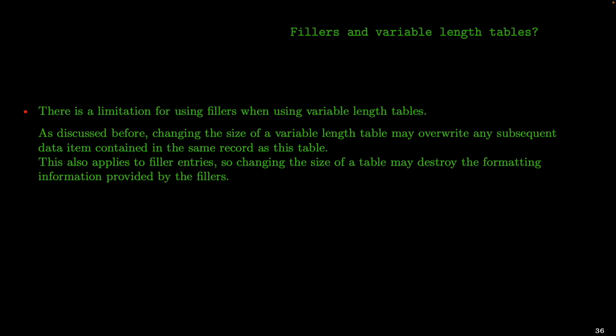And I already hinted at it before that I just chose a fixed size matrix because the whole filler thing doesn't really work with variable length tables. And the reason for that is when we change the size of a variable length table, then we will overwrite any subsequent data items contained in the same record as this table. And this also applies to filler entries. So changing the size of a table will destroy the formatting information provided by the fillers, and on the other hand might cause the filler data to be written to some of your matrix entries when you change the size. So this is not something you would want to use.